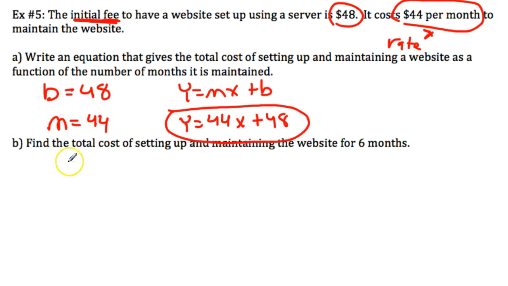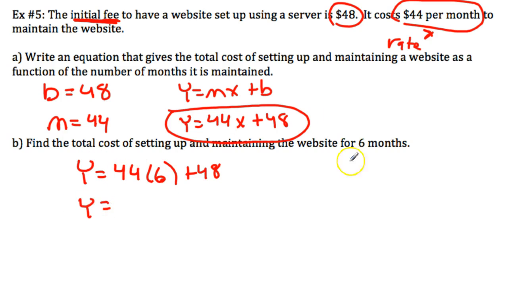Now it says find the total cost of setting up and maintaining the website for 6 months. So I know that it's $44 per month. So I'm going to change the x, because that's the number of months, to 6. So I just write this out. y equals 44 times 6 plus 48. That's a 6. And then I simplify it.